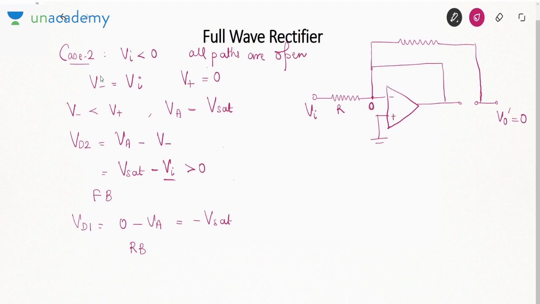Why will it be 0? It is by virtual ground. Why are we applying virtual ground? Because we have negative feedback. I told you we can only apply virtual ground when the negative feedback path is completed. So what have we obtained? When Vi is greater than 0, V0 dash is minus Vi. When Vi is less than 0, V0 dash is 0. So this much we have determined of V0 dash.